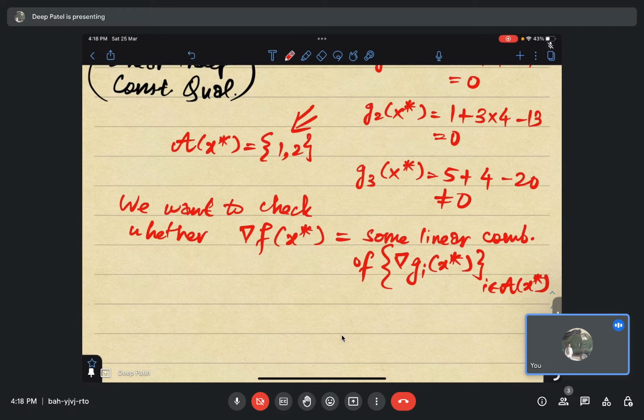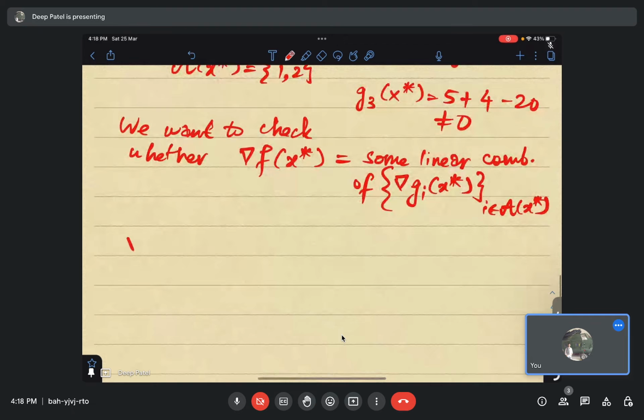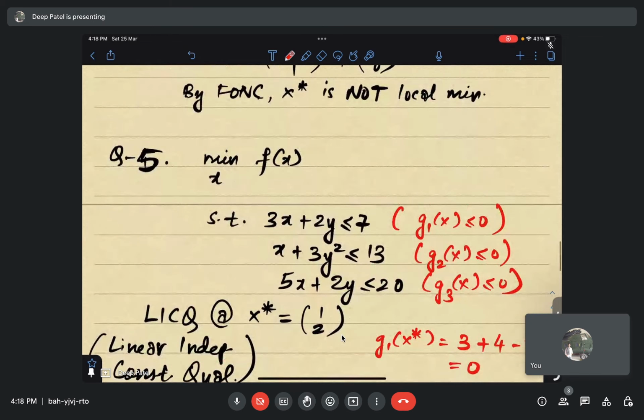Okay, so what are the gradients? We just need to consider the first and the second. So that is 3, 2, first one.